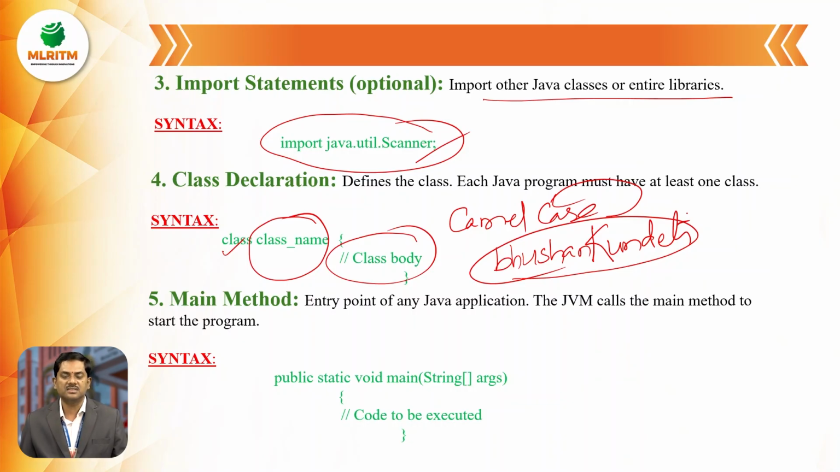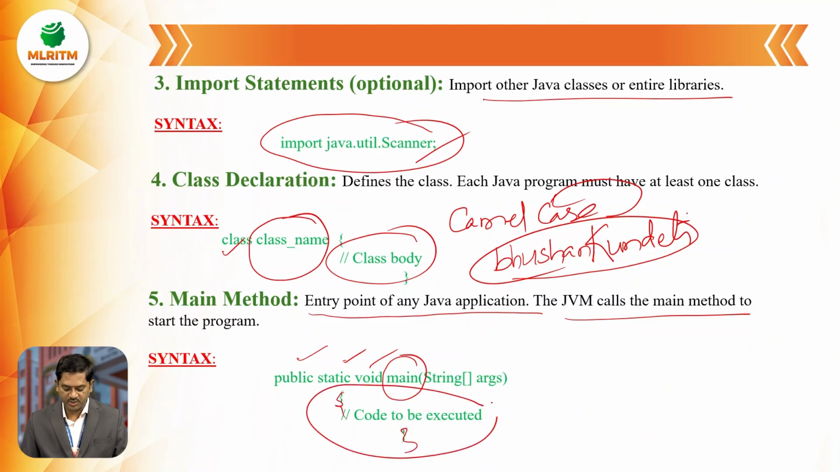After declaring the class, we should write the method, which is called the main method. The entry point of any Java application is the main method itself. The JVM calls the main method to start the program, and directly starts from the main method. How do we write its syntax? Public static void main. This is the name of the method; the default method name is main. Then String args, and whatever logic we write, the code to be executed, will be written in the method itself.